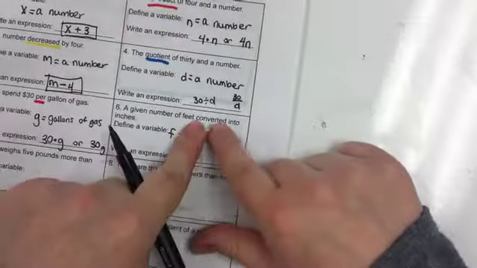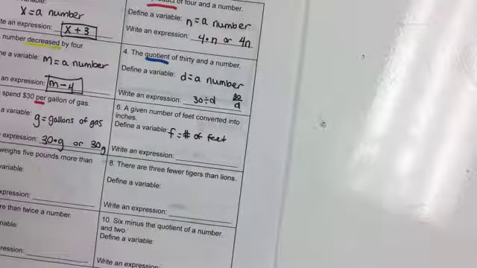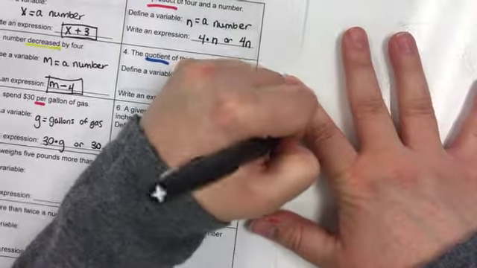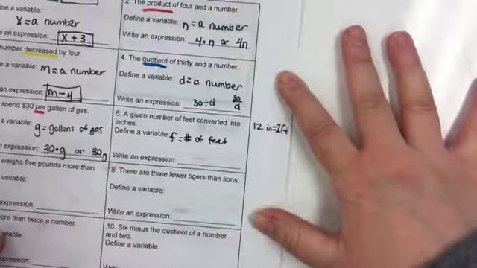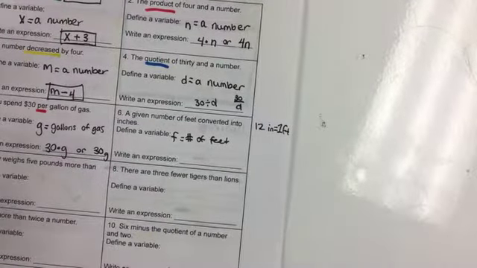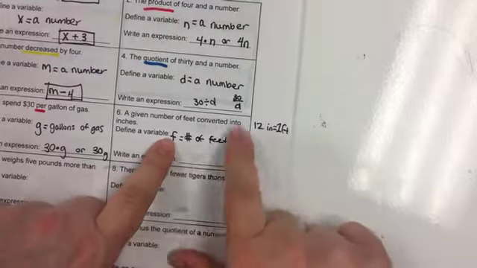Now we're converting that into inches, so we have to ask ourselves, do we know how many inches are in a foot? Well, yes, we do. We know that there's 12 inches in 1 foot. So we can go ahead and write this as the number of feet times 12, because if we think about this, if we've got 1 foot, there's 12 inches.